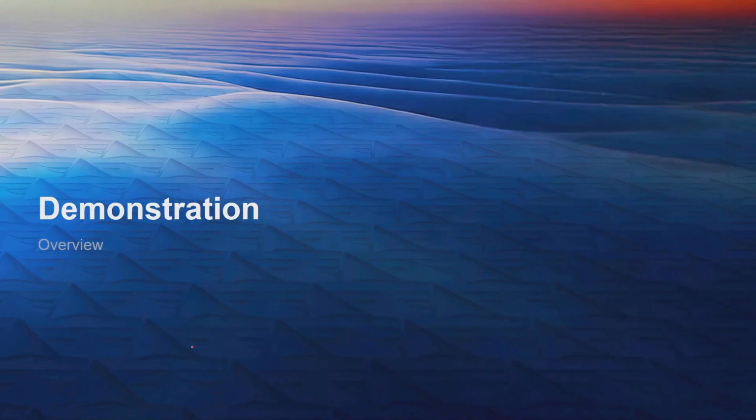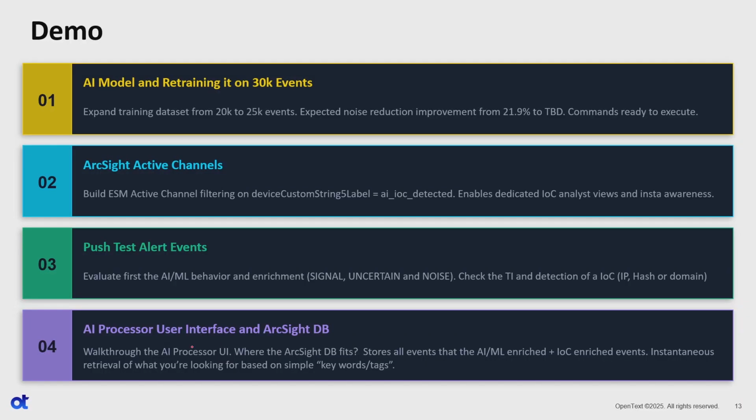Like we have already explained, now I'm going to make a demonstration. The demonstration is going to be very quick, and there will be 4 phases. I'm going to start first with an AI model training. I'm going to train it on 25,000 events.